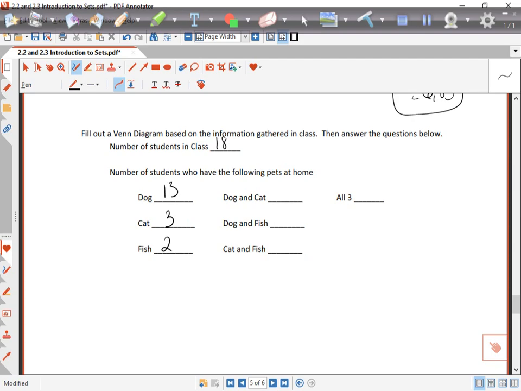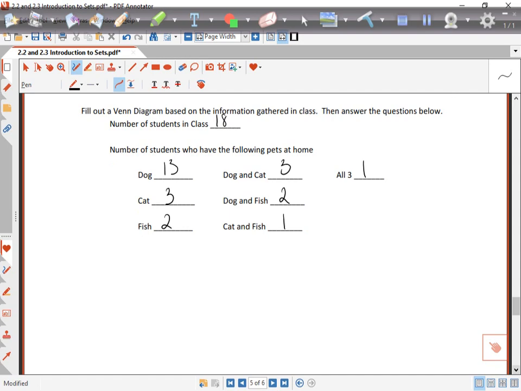And then the combinations, if they overlapped, they still raised their hand for dog and for cat, but then the dog and cat people were 3, the dog and fish people were 2, cat and fish was 1, and people who had all 3 was 1. Okay, so then we're going to set up a Venn diagram exactly the same way that we set it up in the notes.